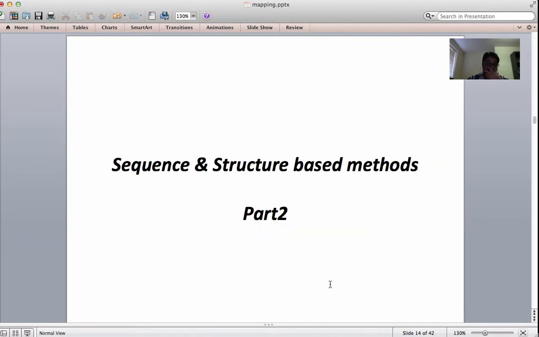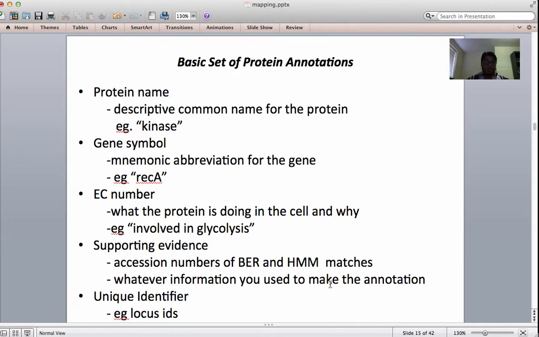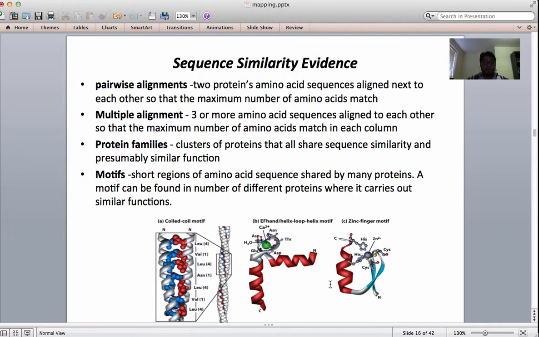The next part of this lecture will be based on sequence and structure based methods. So basically, when annotating a protein, we assign protein names. We give gene symbols. If it is an enzyme, we assign an EC number, and if there is any evidence from other tools supporting the prediction, we also give the supporting evidence based on those matches, and apart from that, a unique identifier to the protein.